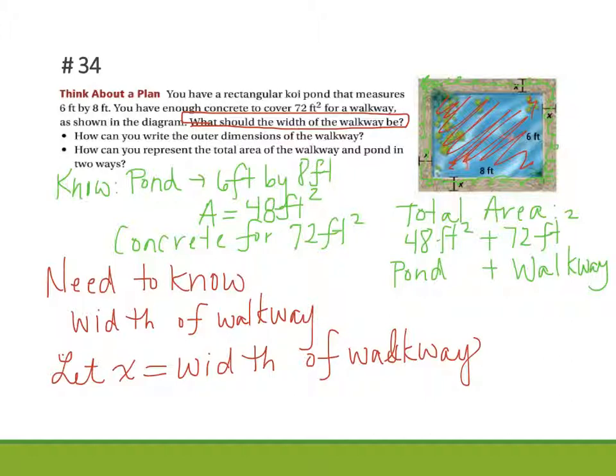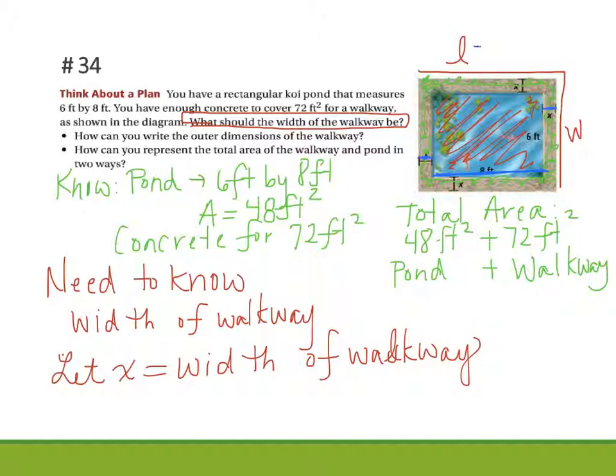Okay, now the two questions that follow are designed to help us solve the problem. How can you write the outer dimensions of the walkway? So the outer dimensions would be this by this. So length times width, so we'll call this the length and this is the width. And how would we write those? Well, the length is 8 feet for the pond, and then x here and x here.